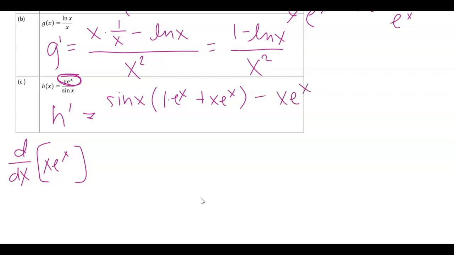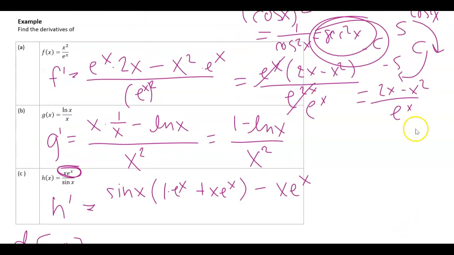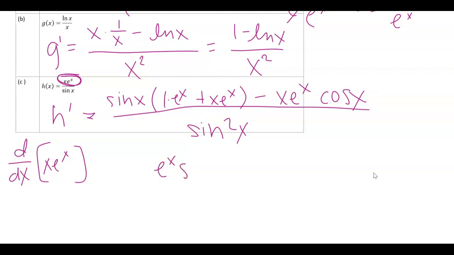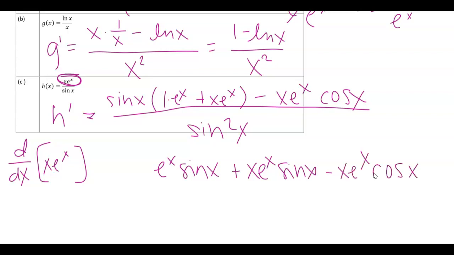Minus high d low. What's the derivative of sine? We have cosine, right? All over low squared. Let's clean it up just a smidge. So I have e to the x sine x plus x e to the x sine x minus x e to the x cosine x all over sine x squared. And it doesn't look like anything is going to simplify further from there.